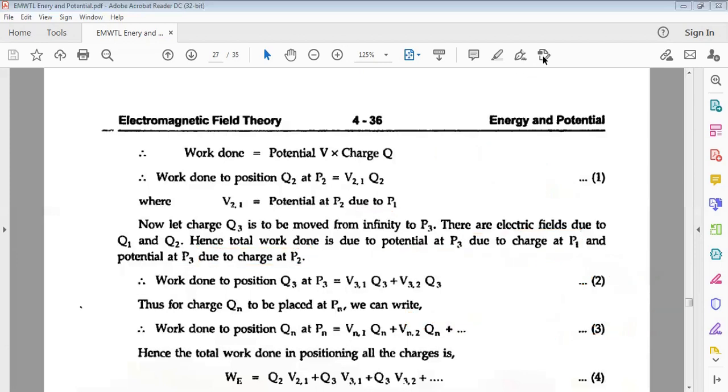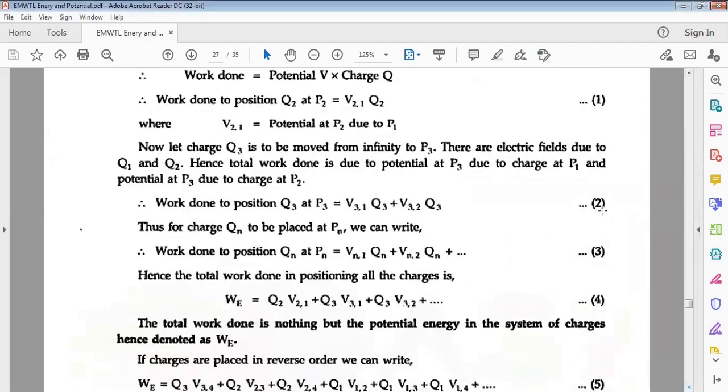First of all, assume an empty space where there is no field. No work is done to place Q1. Then you bring Q2 from infinity and place it at the P2 position. A force is exerted due to Q1. The work done is the potential at P2 due to P1 times the charge.